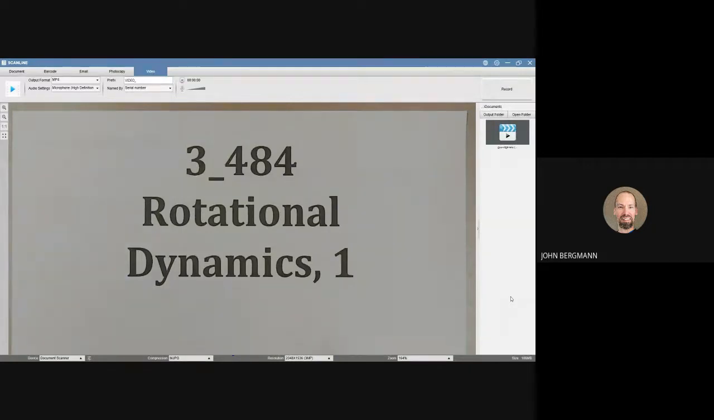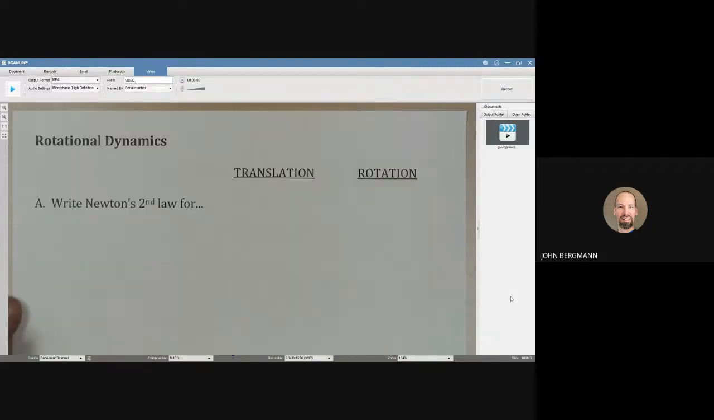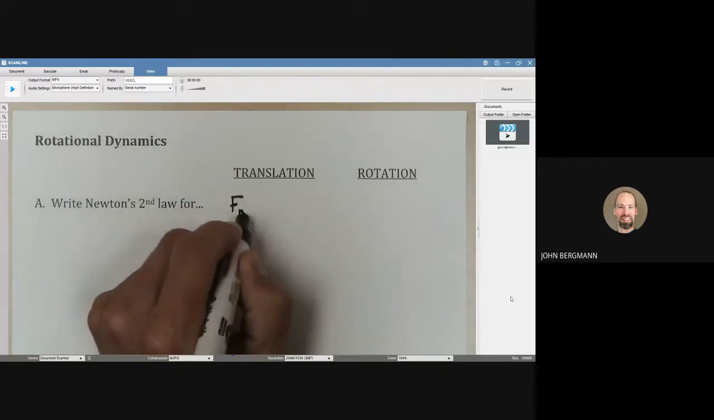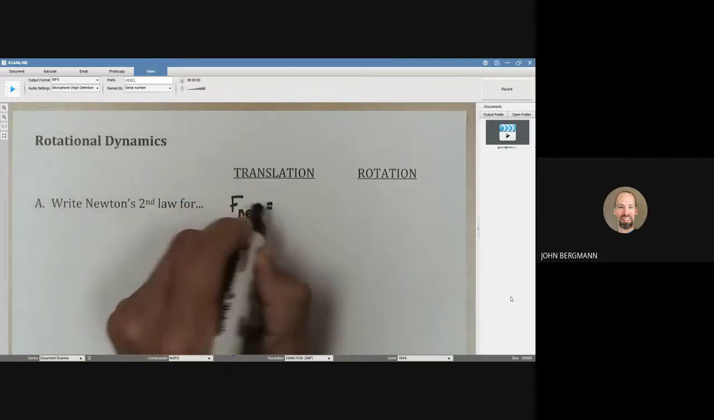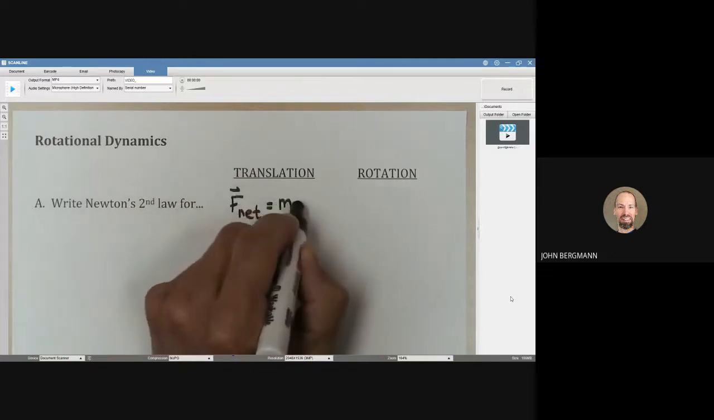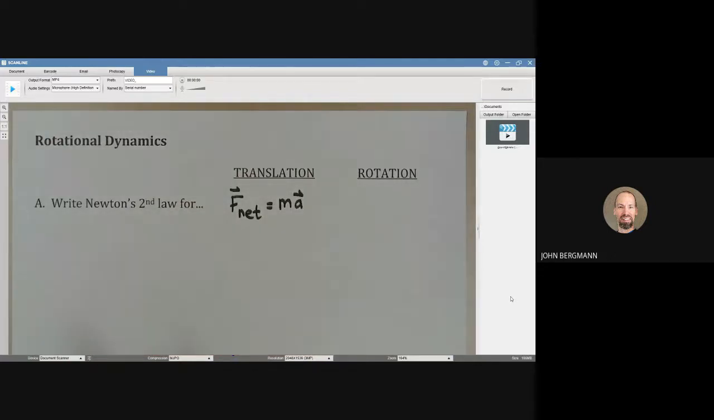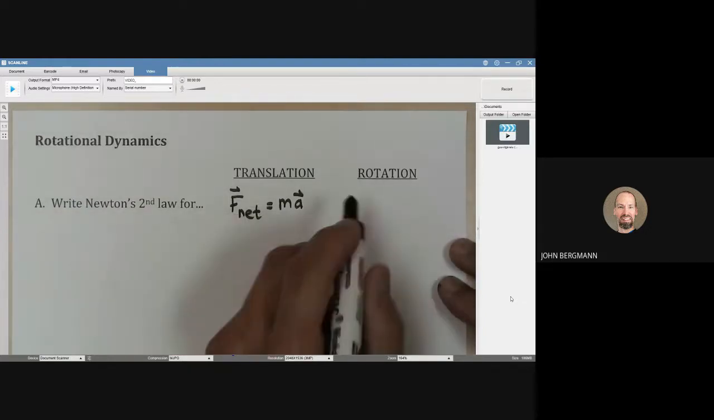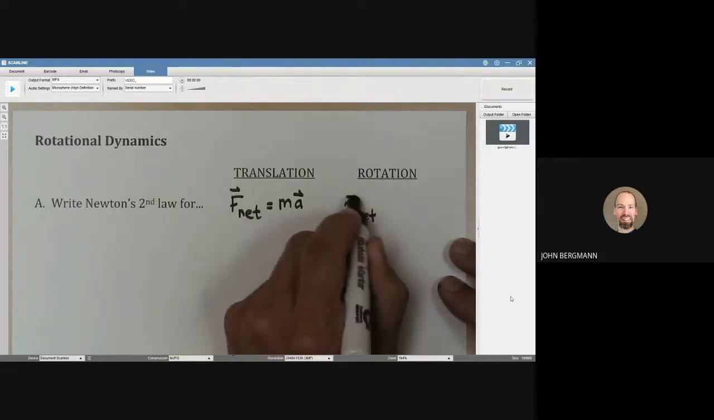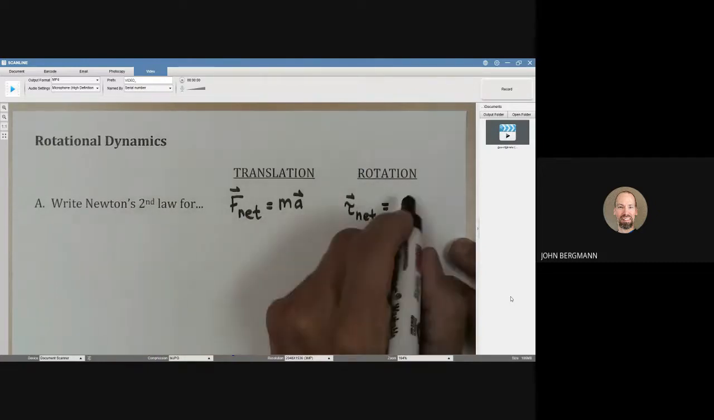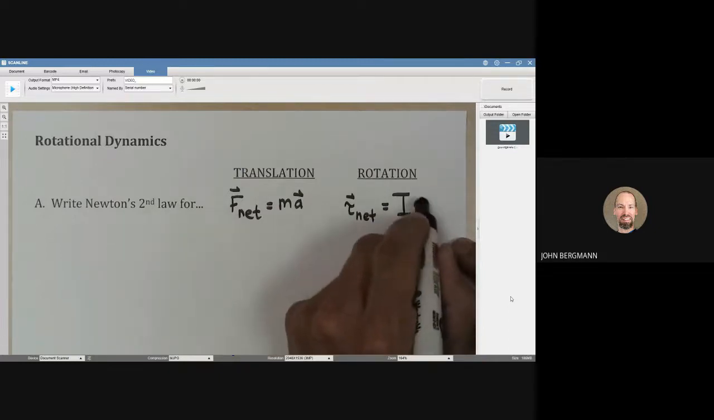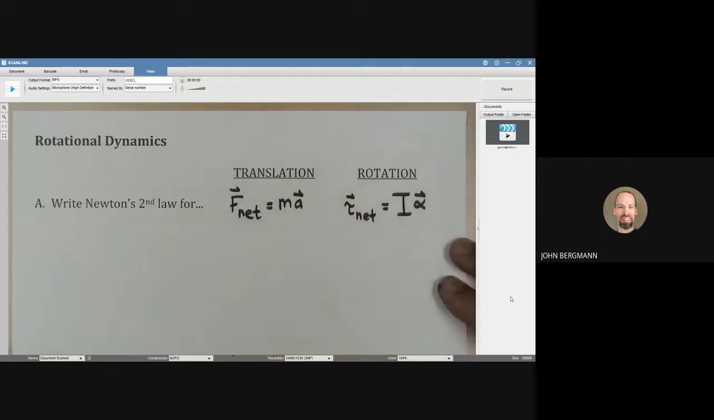This video is on rotational dynamics. Newton's second law, for translation, we remember, says that the net force is equal to the mass times the acceleration. The rotational analog of Newton's second law: the rotational analog of force is torque, the rotational analog of mass is moment of inertia, and the rotational analog of a is alpha.